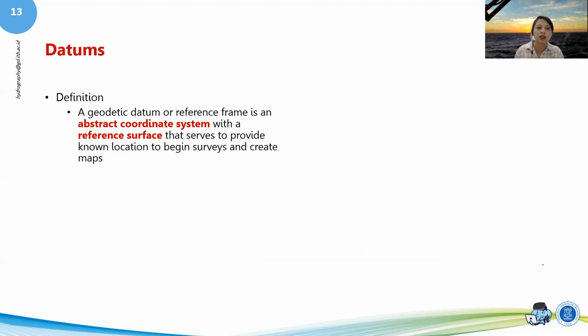When we're talking about the datum, we're actually talking about an abstract coordinate system with a reference surface. Everything that we are measuring, everything that we are going to provide, is basically referred to something that is called a datum. When we're talking about a horizontal datum, we're talking about what your coordinate is referred to. And when we're talking about a vertical datum, we are talking about where your zero is. That's basically what we are looking at.